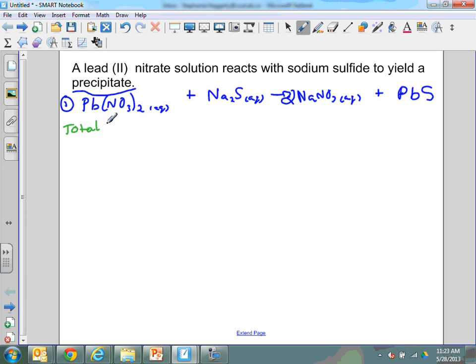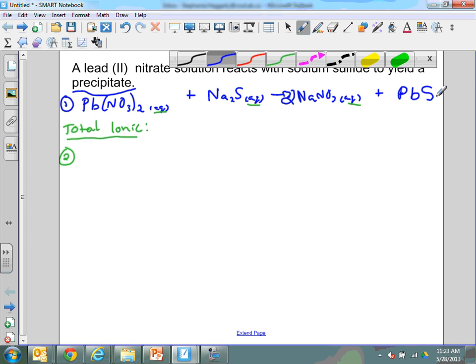So this is our total ionic. And the total ionic equation can get pretty long because we need to have everything here. Anything that's aqueous in our first step, we're going to write it dissociated in ion form in step 2. If it's a solid, our PbS, if you check your solubility table, this is the only solid. That's our precipitate that forms. So everything else we're going to dissociate.